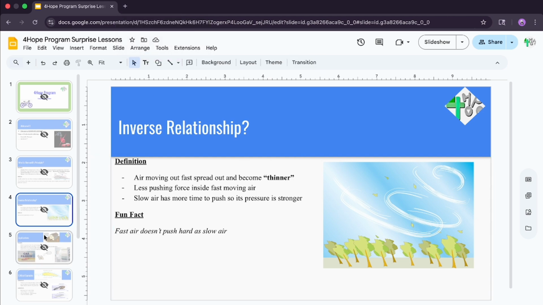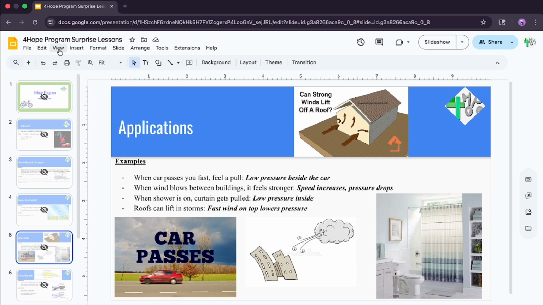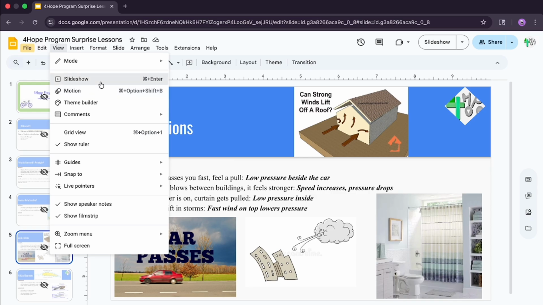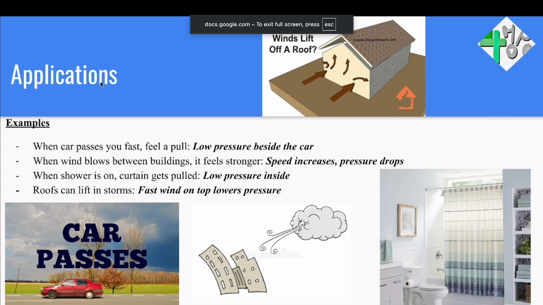So yeah, now let's go over the applications of where or how Bernoulli's principle can be seen. So some examples here are as follows. For example, when a car passes you very fast, you feel some kind of pull. And that pull comes from the air. Now, what is that? That's the lower pressure beside the car. I'm just trying to give you guys some examples when we talk about Bernoulli's principle.